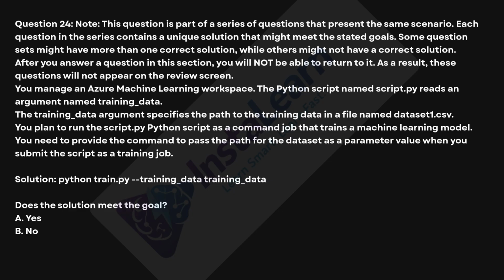You manage an Azure Machine Learning workspace. The Python script named script.py reads an argument named training_data. The training_data argument specifies the path to the training data in a file named dataset1.csv. You plan to run the script.py Python script as a command job that trains a machine learning model. You need to provide the command to pass the path for the dataset as a parameter value when you submit the script as a training job. Solution: Python train.py training_data. Does the solution meet the goal? A. Yes. B. No.